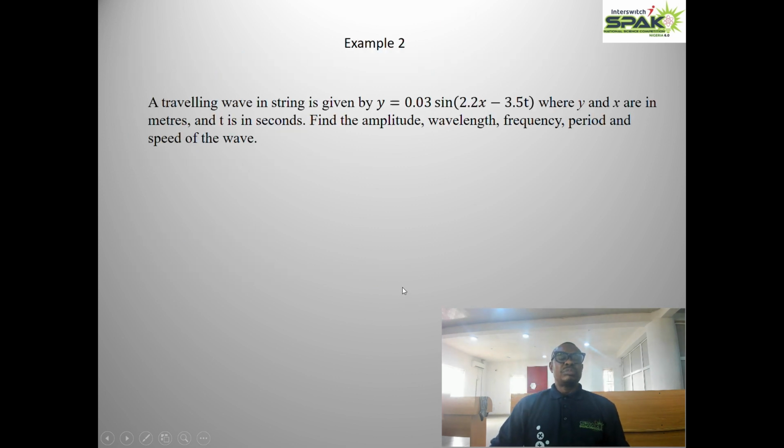Example 2. A traveling wave in a string is given by y equals 0.03 sine of (2.2x minus 3.5t), where y and x are in meters and t is in seconds. Find the amplitude, wavelength, frequency, period, and speed of the wave.